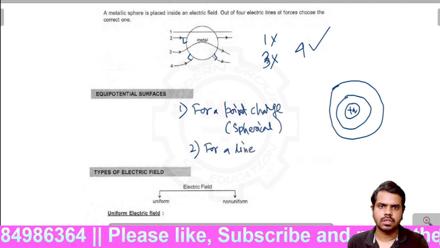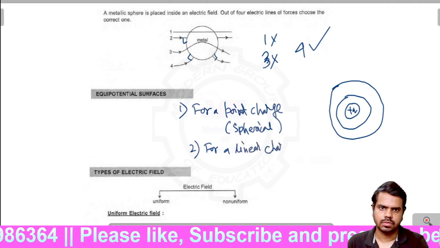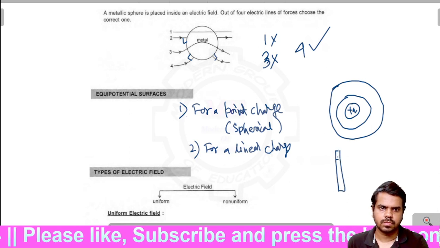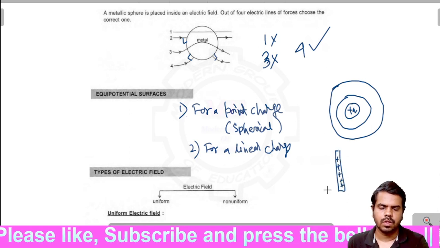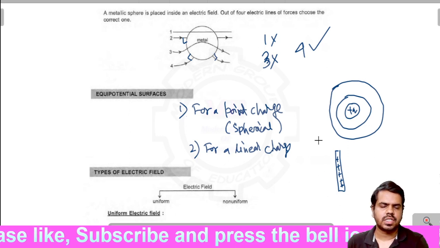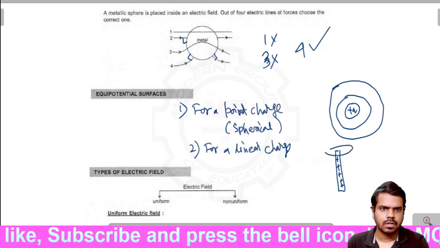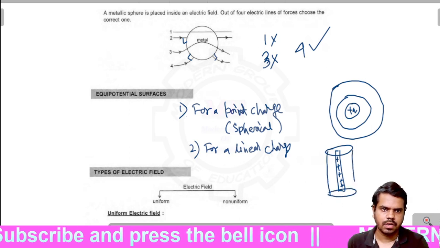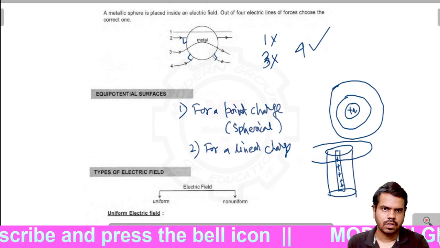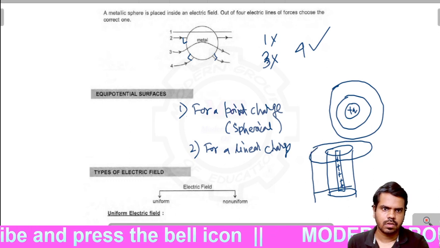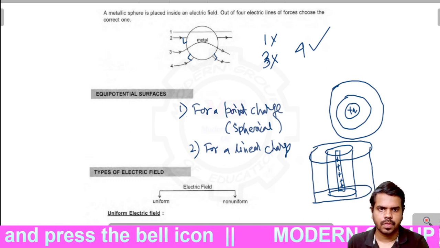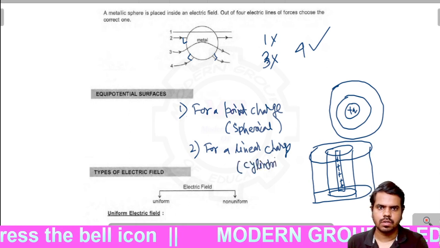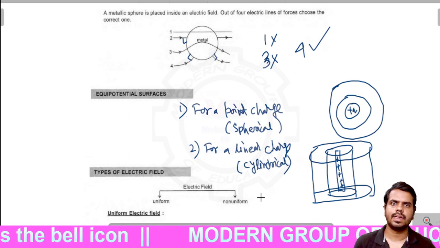Second, for a linear charge or line charge, so this is a line charge. For this, the equipotential surface will be cylindrical. Okay, so this is cylindrical. Okay, clear?